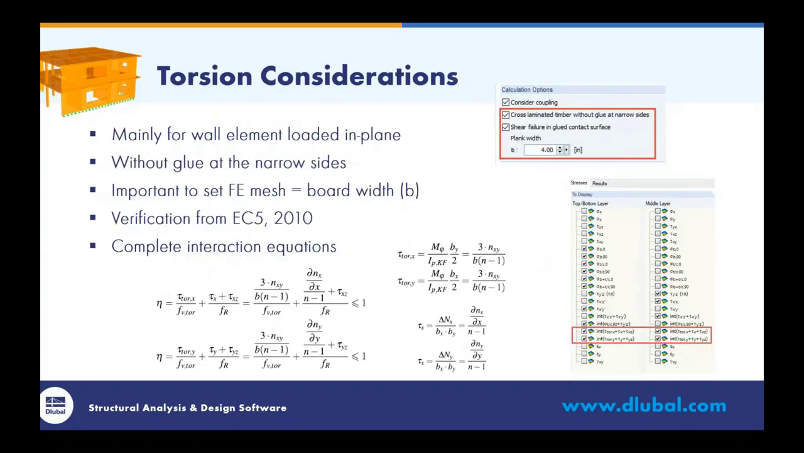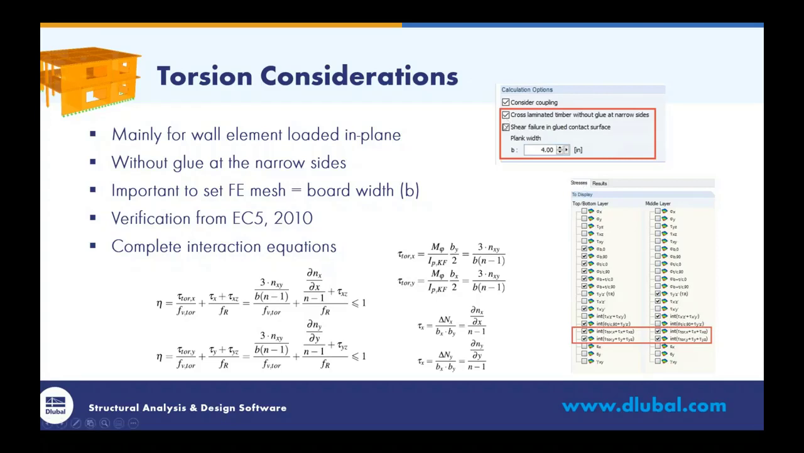The third check here is for torsion considerations, and it is shear failure in the glued contact surface. Now, this is mainly for wall elements loaded in plane. So perhaps a floor element, we're not so concerned with torsion, but a wall element, we certainly could be.